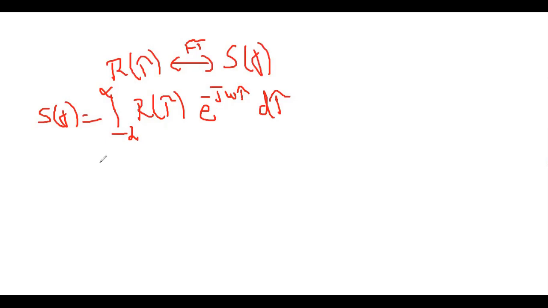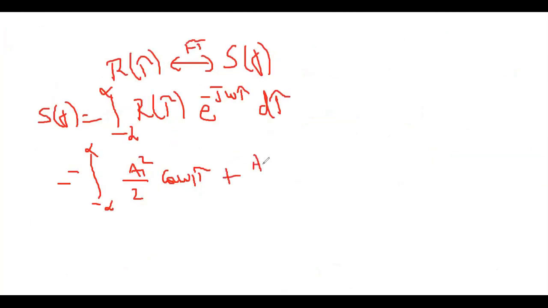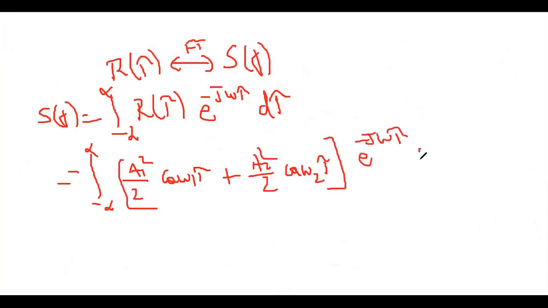So now I'm taking the Fourier transform of R of tau, the integral from minus infinity to infinity of a1 square by 2 cos omega 1 tau plus a2 square by 2 cos omega 2 tau, whole multiplied with e power minus j omega tau d tau. Got it, my dear students?